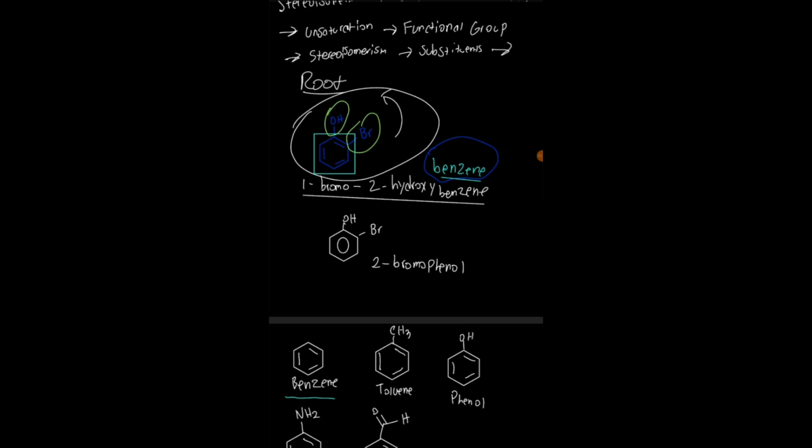Since bromine starts with a B, using just normal naming rules, you start with bromine, and then hydroxy, the hydroxyl group, second. So we got 1-bromo, 2-hydroxy, and then in the blue box, I've highlighted, you see we have a benzene. And that benzene is the root that would go on the end.